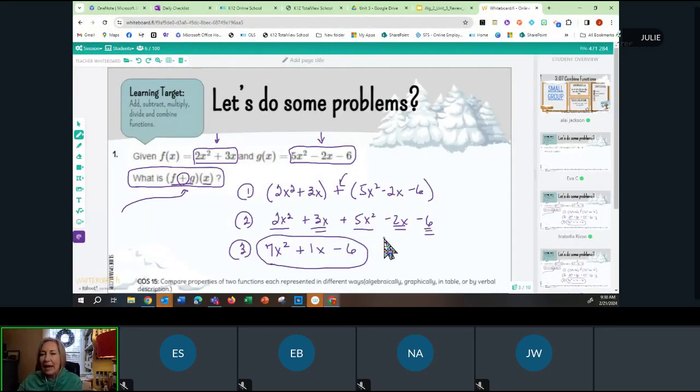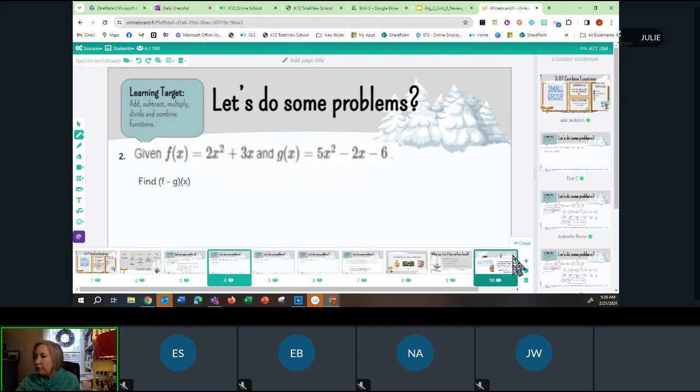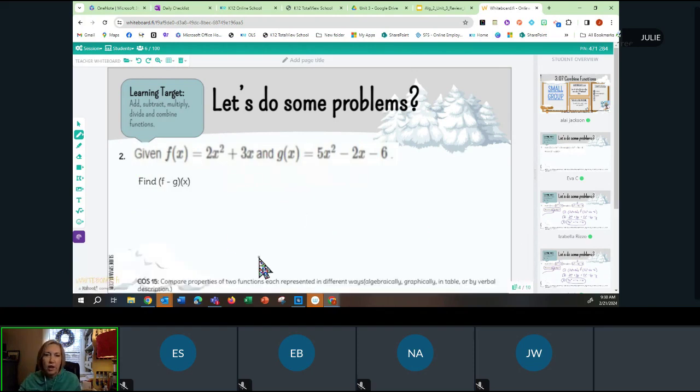All right, any questions about adding functions? I have adding, I have subtracting, I have multiplying, I have dividing, and then I have one word problem to show you today from this section. I'm going to move on to number 2. If you have a question, you can put it in the chat. You can hop on the mic. You can raise your hand.